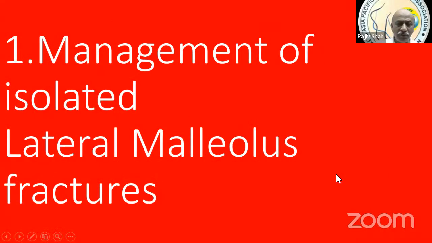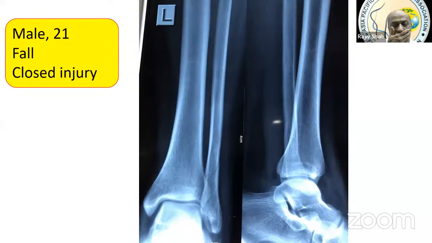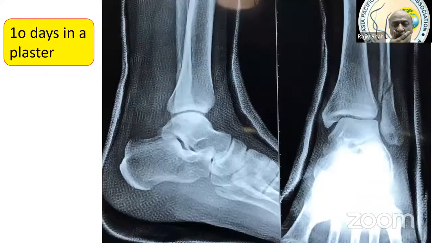Okay, so management of isolated lateral malleolus fractures. So this was a male of 21 years, fall and closed injury. And this is how he was treated. It was 10 days in a plaster that he comes to you. How would you go ahead? Anybody, please?